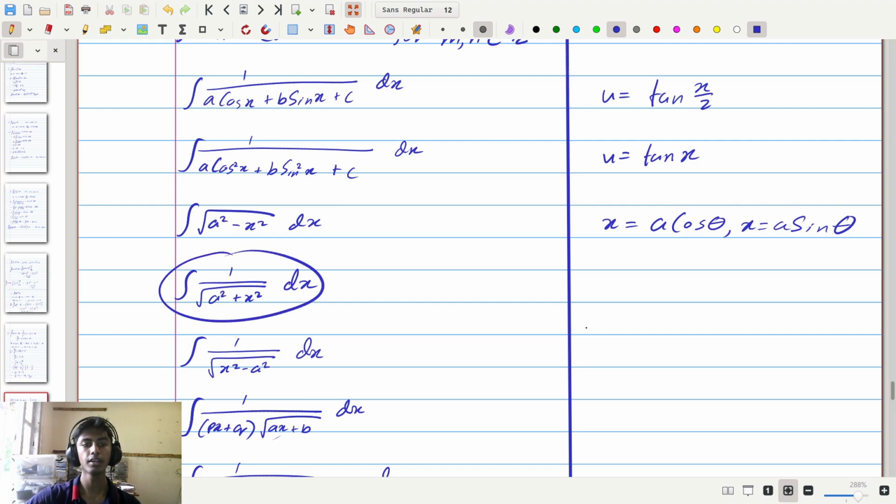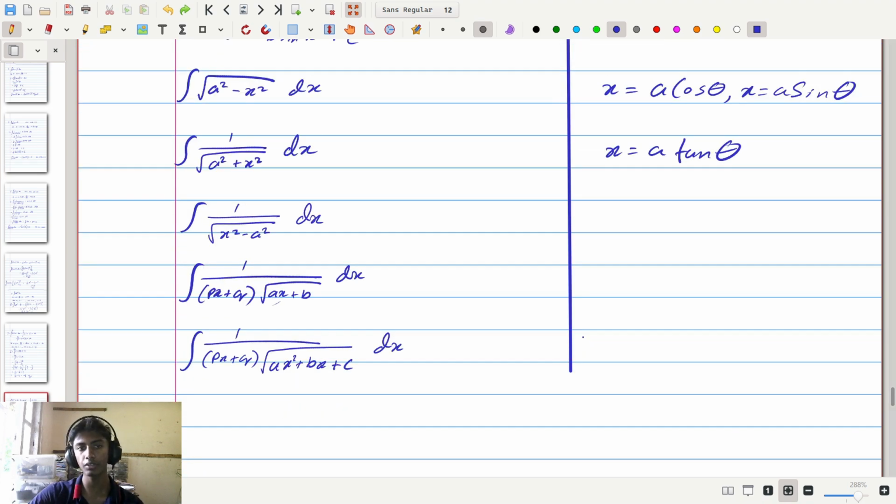As for this one, we're going to want to use x equals a times the tangent of theta. Doing so, again, is the standard practice of using the substitution and finding the correct answer. As for the next one, here we have the integral of 1 divided by the square root of x squared minus a squared. In this case, the substitution we're going to use is x equals a times the secant of theta. Again, using trigonometric identities, we can simplify in order to get a nice integral.